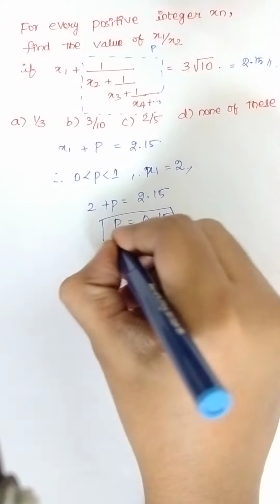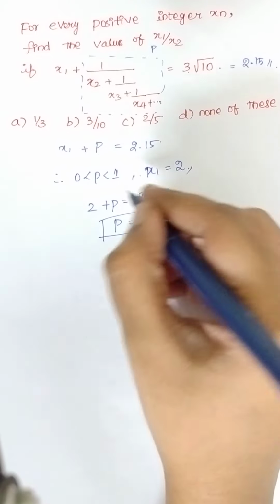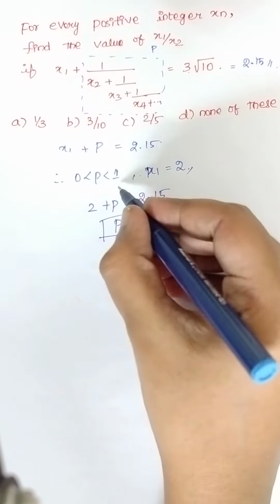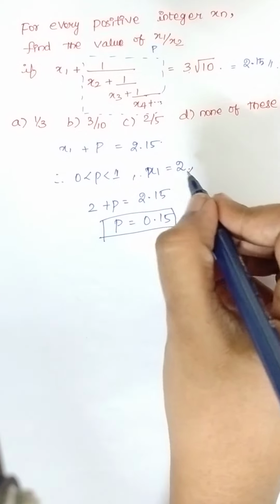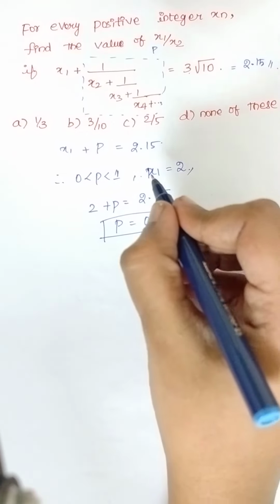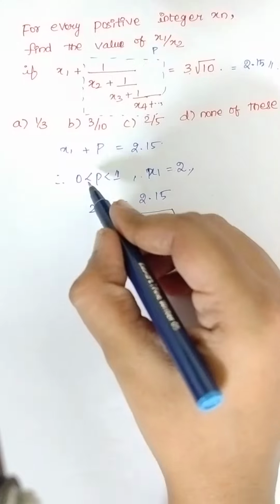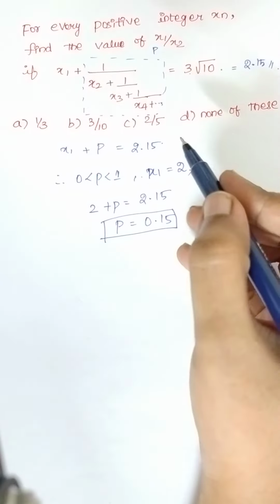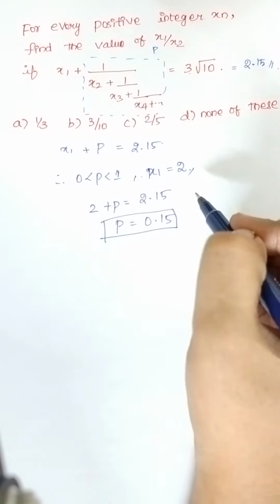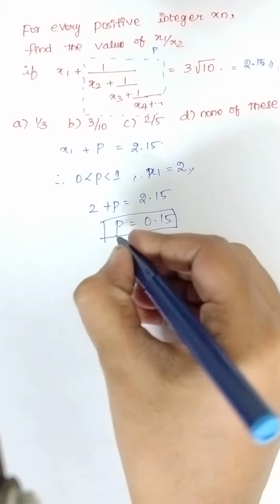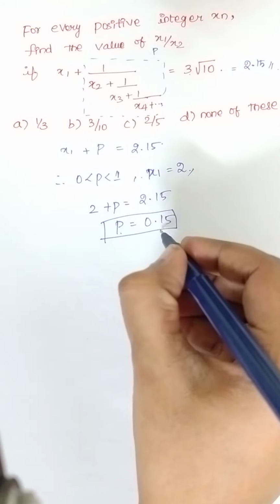Why did I consider x1 as 2? Because the p must lie between 0 to 1. That's why I considered x1 as 2. If I consider x1 as 1, the p will be greater than 1, so that will not be considered in our conditions. Okay. So similarly, p is equal to 0.15.